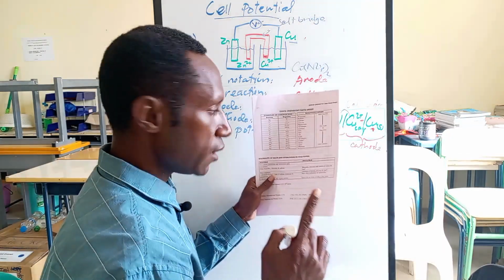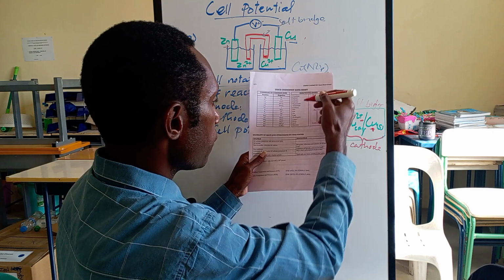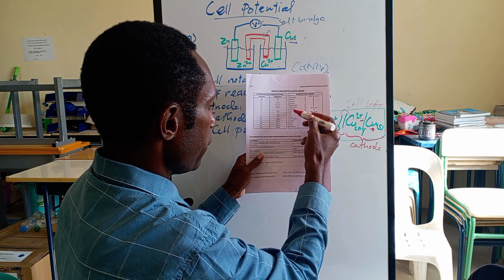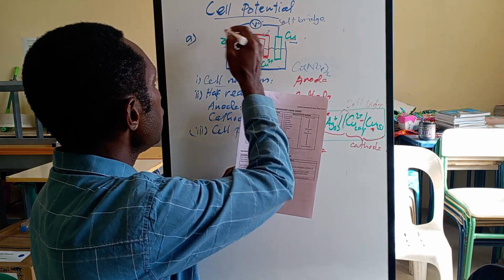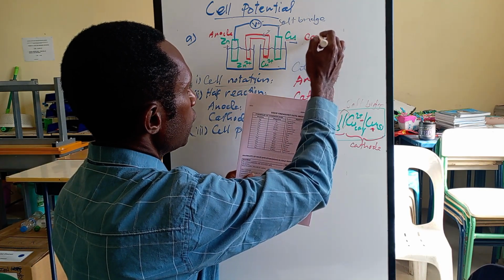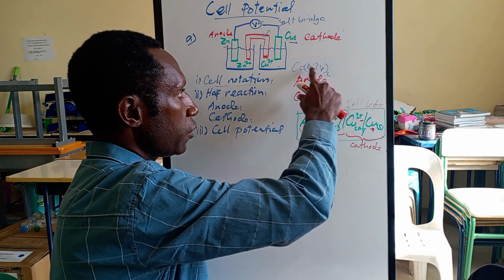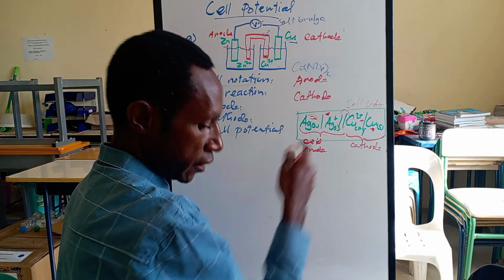So we have to understand this. Now let's compare copper and zinc. According to the reactivity series, zinc is way above, and copper is below. So definitely this one is our anode and this one is our cathode. Good. Now we already know our anode and cathode. We can write this.